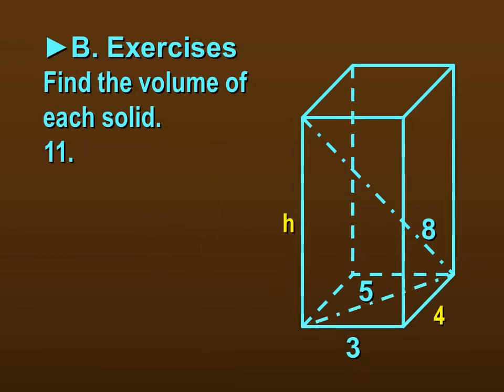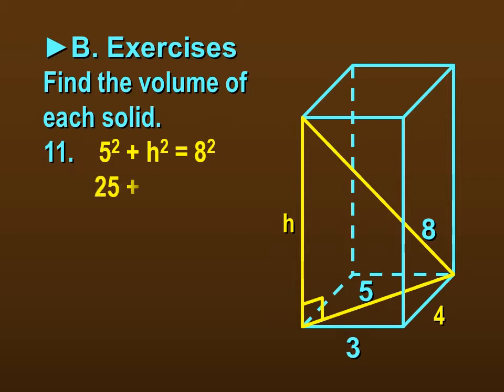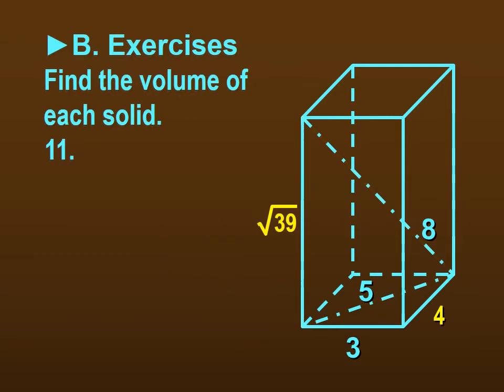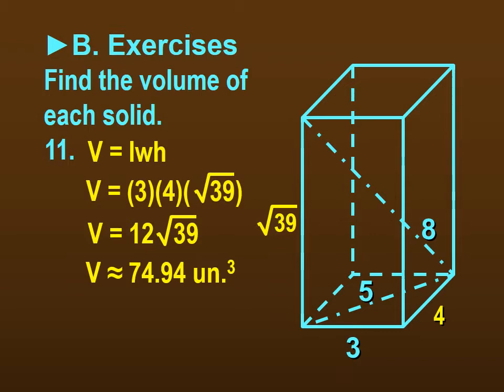Now we're going to do height, right? So that's formed by another triangle. So 5 squared plus h squared equals 8 squared. Do the math, and then h is equal to the square root of 39. The volume is 94 units cubed. I would even round that to 75.